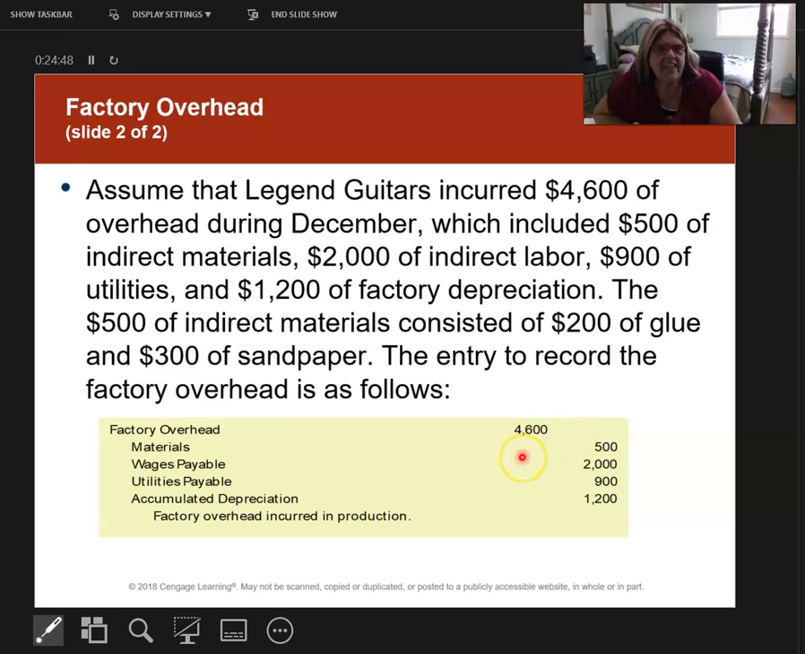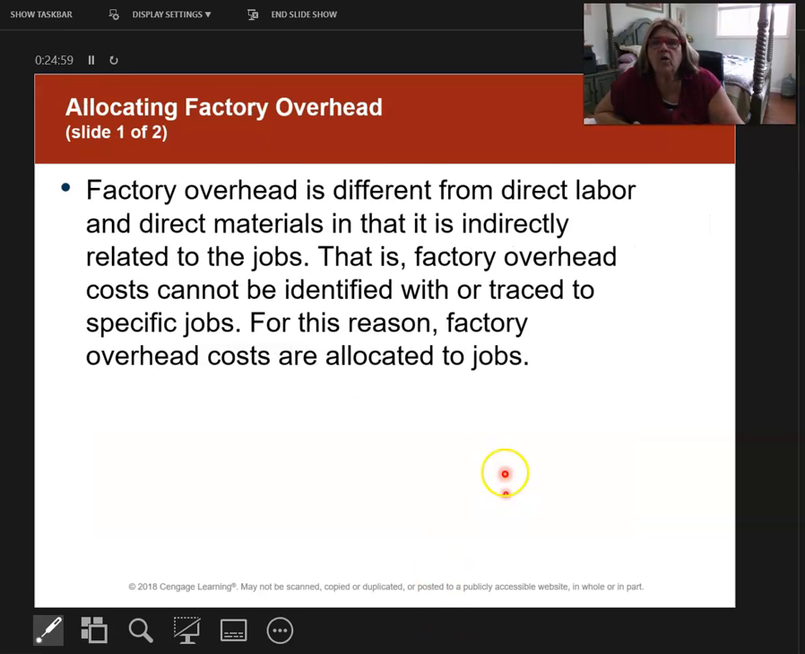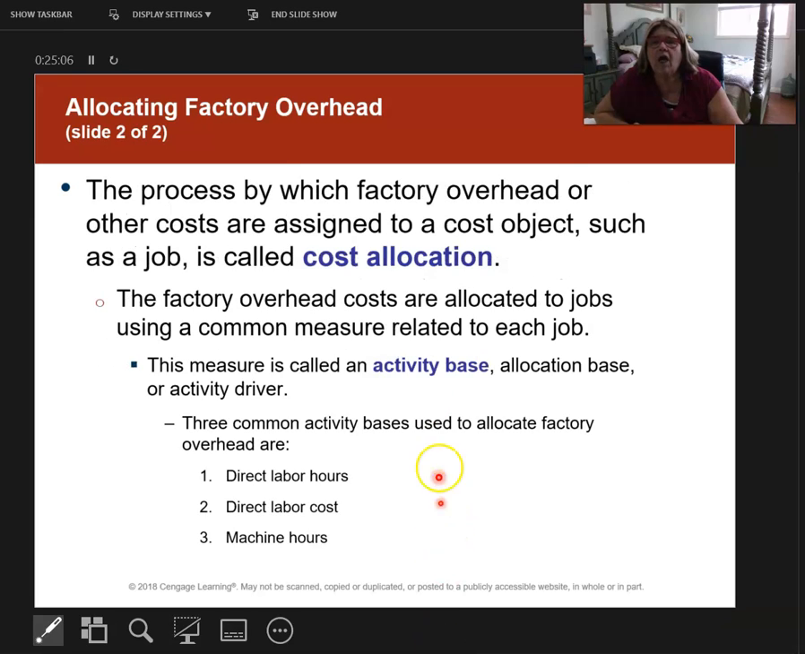So now that I've actually got $4,600 that I put into factory overhead, we need to talk about how do I allocate to these jobs my factory overhead. And this is the most important part right here coming up. We need to know how do we allocate factory overhead. And so there's a couple different ways, and we're going to learn something called cost allocation. And in order to do that, I need to understand something called an activity base. An activity base or an activity driver is something that actually will help drive the production of the things.